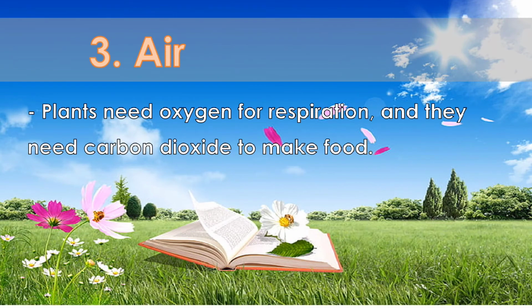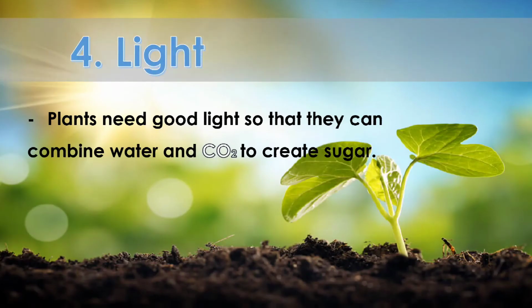Next, plants need air. Plants need oxygen for respiration and carbon dioxide to make food. That's why air is very essential to plants' growth and survival. They also need light from the sun. Plants need good light so that they can combine water and carbon dioxide to create sugar.